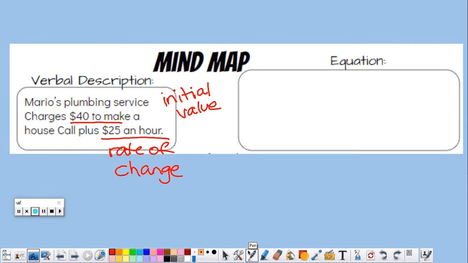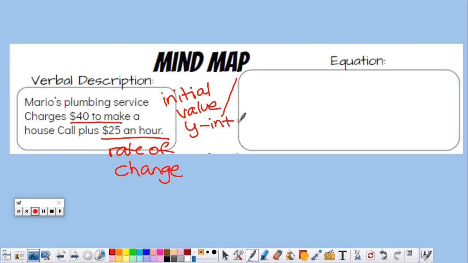All right. So next to initial value, what do you think I want you to write? Y-intercept. Slash y-intercept. Because on a graph, the initial value, are you with me? Are you writing all of this down with me? That's where your line will cross the y-axis.